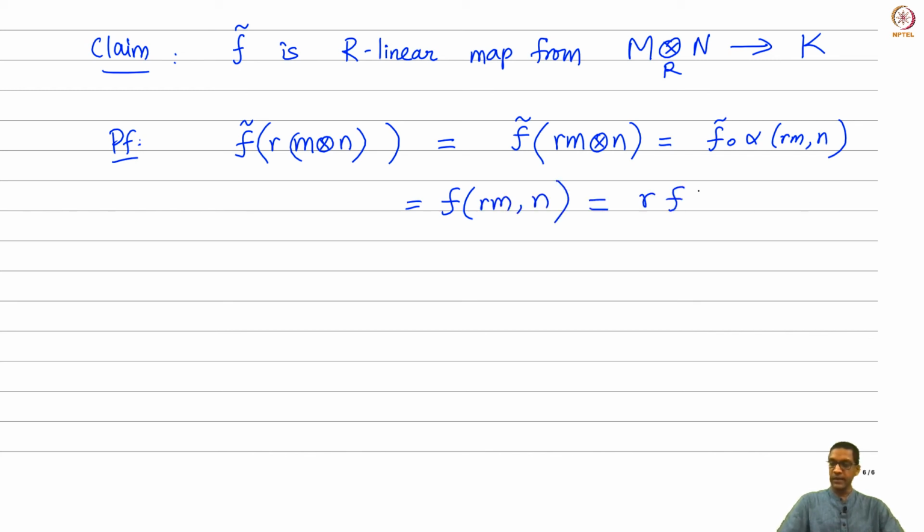And this is R bilinear, so I can also pull this out. So it's r times f of M comma N. Okay, so what this means is that f tilde of this, so what's the final answer? Okay, so I just wanted to rewrite this. So f of M comma N is of course just M tensor N. Okay, so this equation here is where I'm using the additional property of f, because f is bilinear.